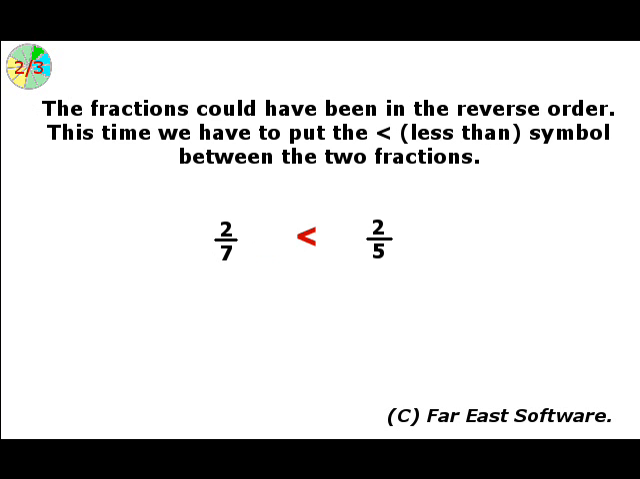Note that the fractions could have been written the other way around. That is, 2 by 7 could have been written before 2 by 5. In this case, we would write the less than symbol between the two fractions.